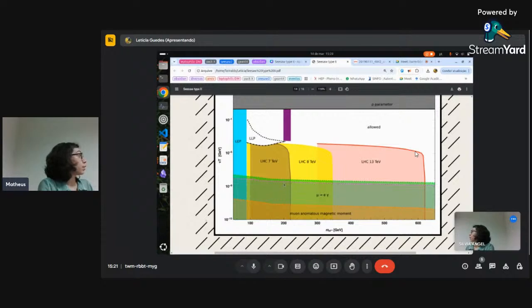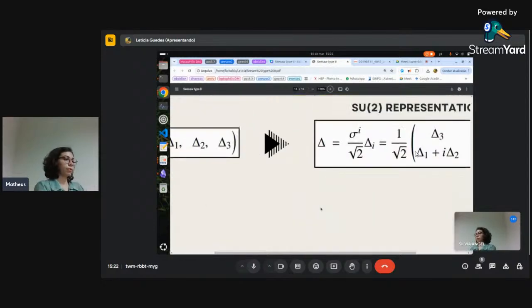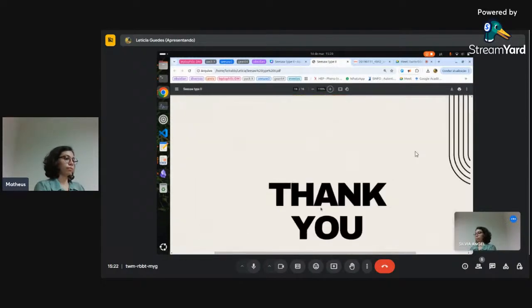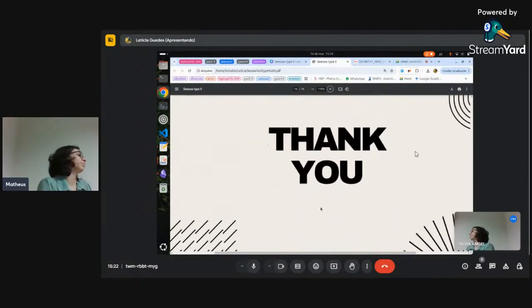And I think it's not more appealing, but the type 2 Seesaw has the advantage of not going to such high values on the energy that you require. And it's basically the end. Thank you.